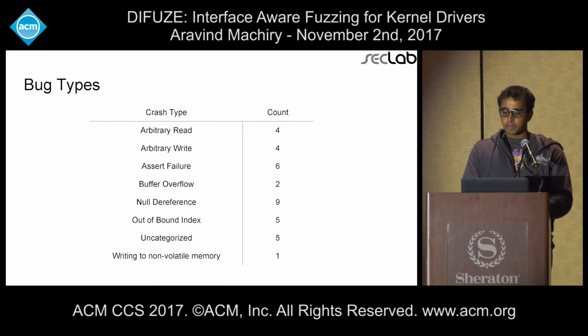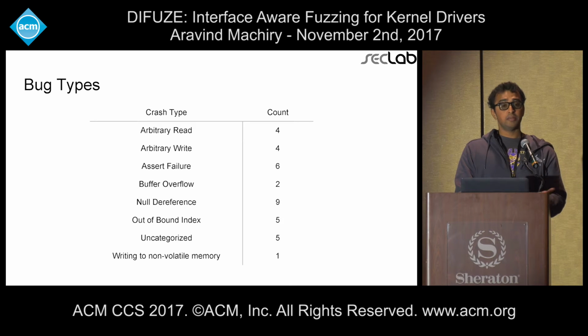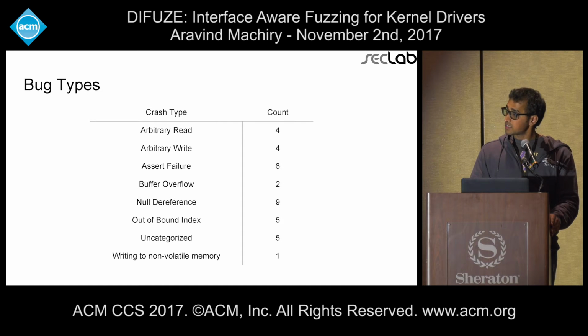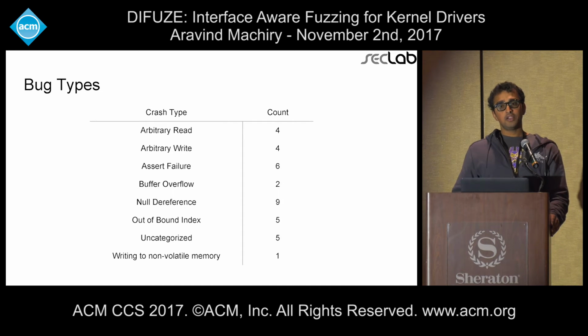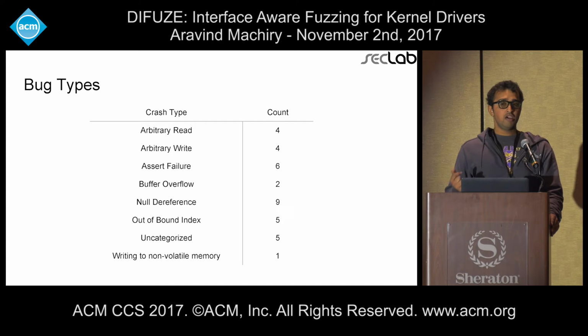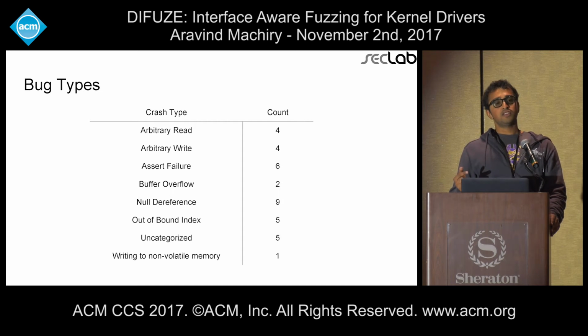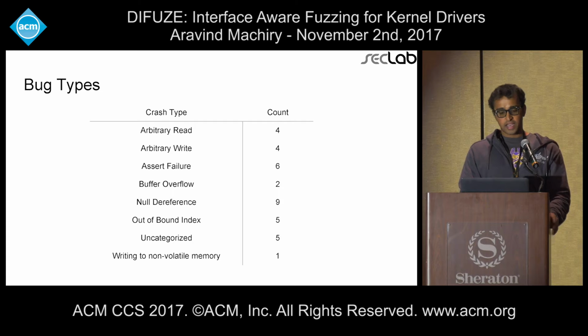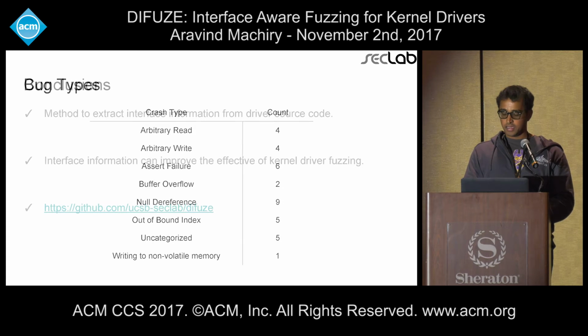And to give a summary of the bug types that we found, there are bugs which are arbitrary read, arbitrary write, and buffer overflows, which can be used to get arbitrary kernel code execution. An interesting thing is there are 6 assert failures. Although assert failures are usually considered moderate or mostly ignored, we were able to exploit one of these assert failures to get kernel write. It's an interesting thing. We may actually release a blog on that, but yeah, assert failures cannot be taken lightly.